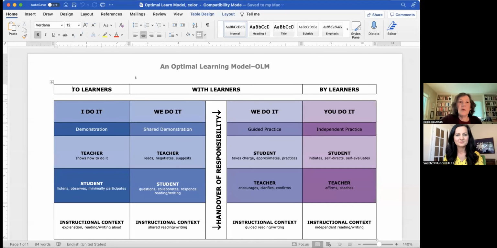Okay, so it's not just that people make fun of this and say, oh, this is just "I do it, we do it, you do it." No, that's not what it's about. It is about helping students become independent, to become joyful learners. And so you might start with a demonstration.